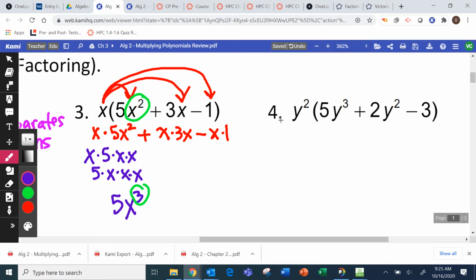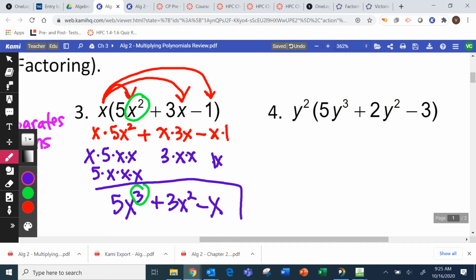And then the middle term, I've got a 3 multiplied by an x multiplied by another x. So plus 3x to the second. And then minus, we've got an x times a 1, which is just 1x. And I don't write the 1. I just know it's a 1, so I don't write the 1. So this would be my answer.